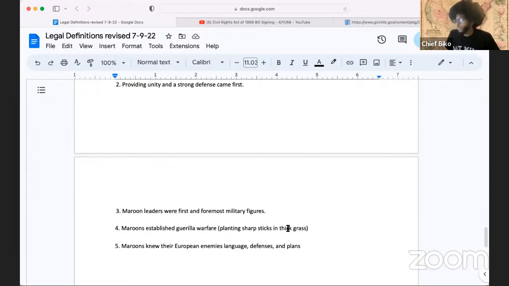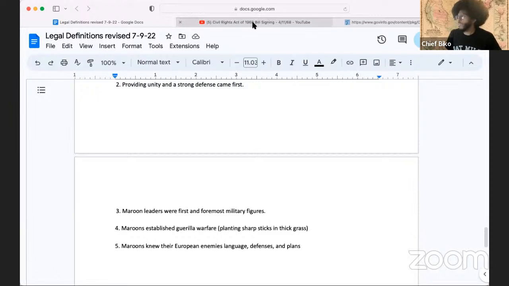Number four, Maroons established guerrilla warfare, planting sharp sticks in thick grass. And number five, Maroons knew their European enemies' language, defenses, and plans. And those are our Maroon historical points.